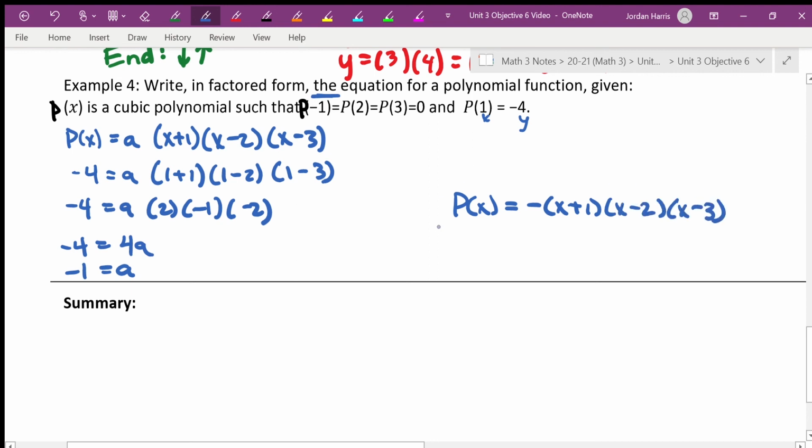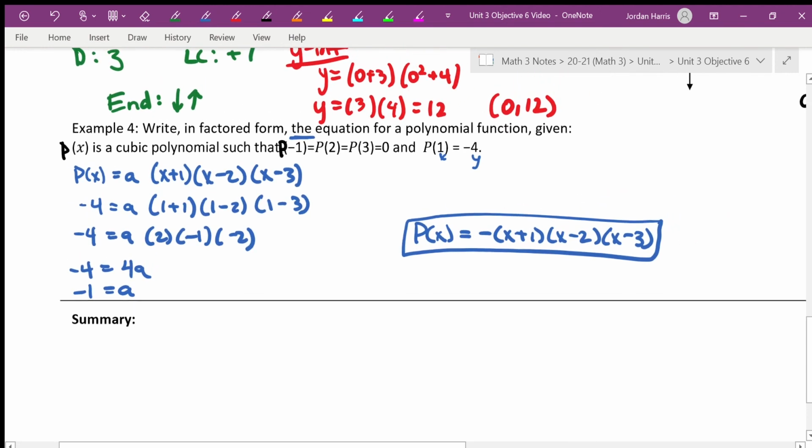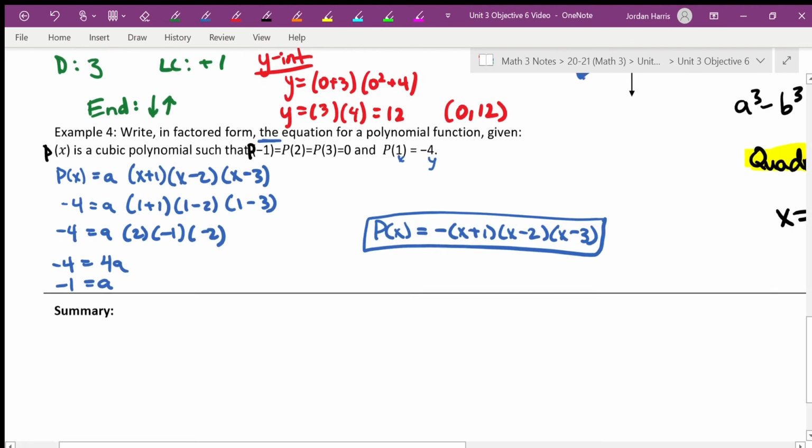Just a quick review of how to write out functions if you need to. Don't forget, for the equation, you have to plug in the extra point to get the exact a value. If it's not an equation, that's when you get to just look at the end behavior and figure it out. So be careful about that. Make sure if it's the equation, you plug in the extra point.